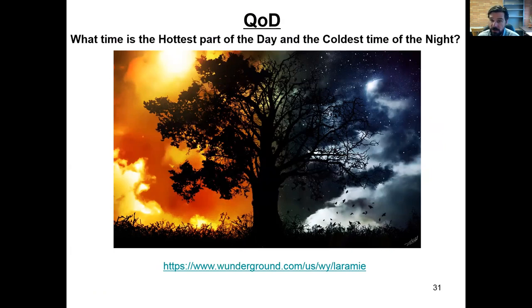Is it going to be 9 at night? Is it going to be midnight exactly, somewhere thereabouts, 1 o'clock in the morning? Or in the early morning, is it going to be 5 in the morning? Is it going to be 7 or 8 in the morning? That's going to be the coldest period.